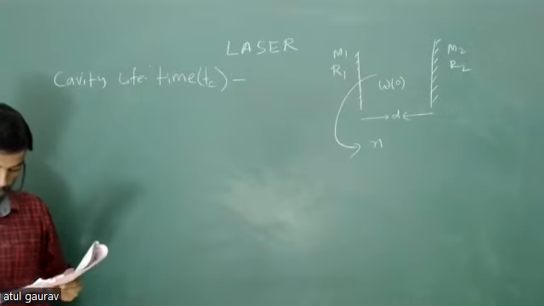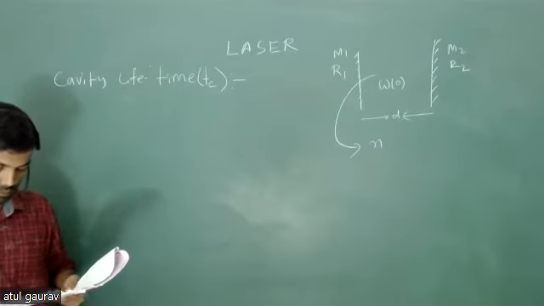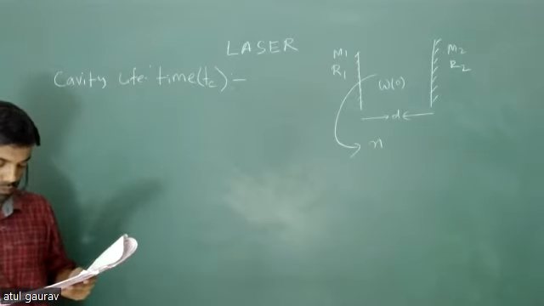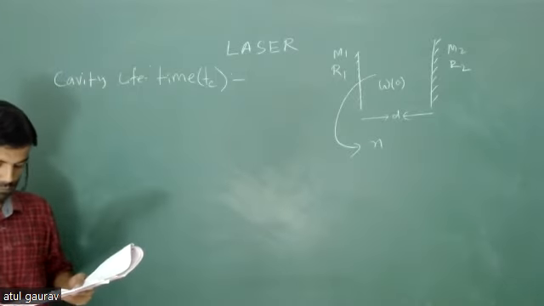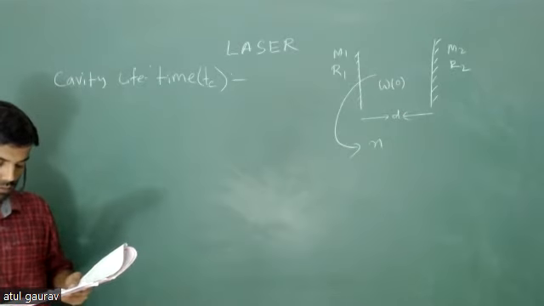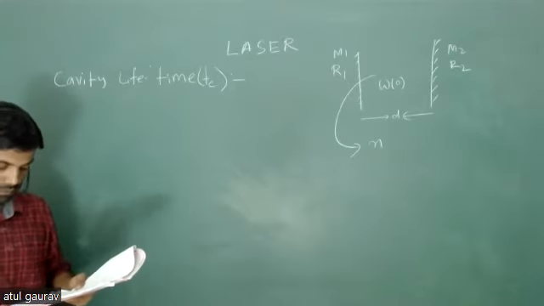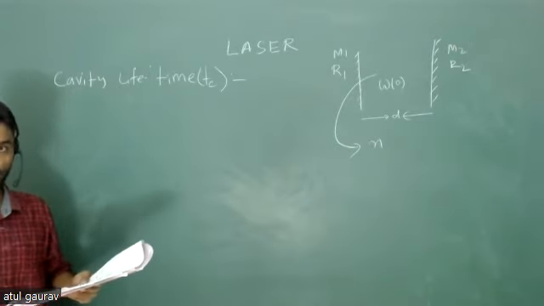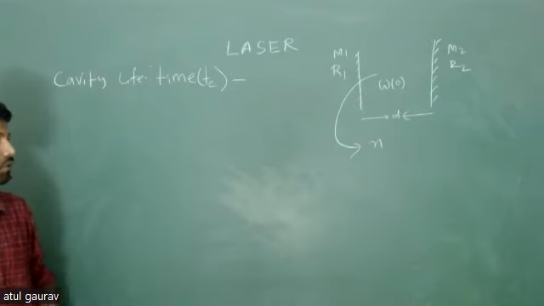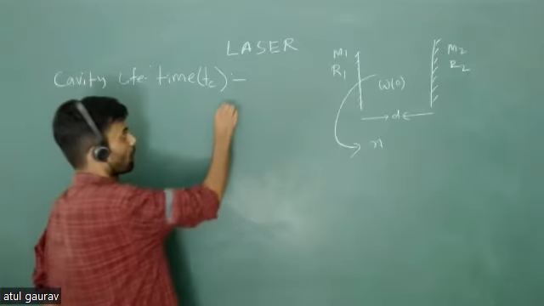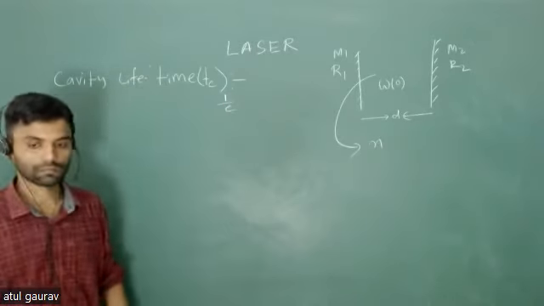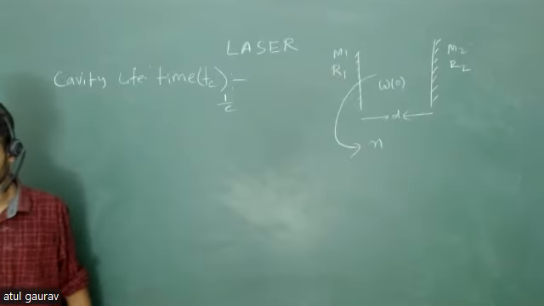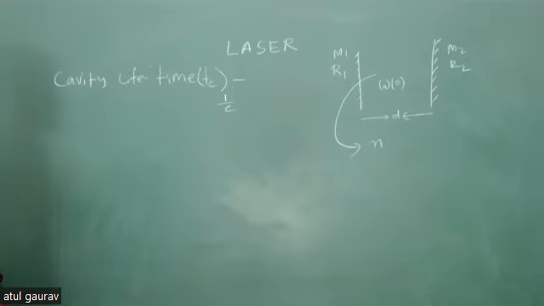So it is a time in which the stored energy inside the cavity decreases by a factor of 1 by e. Decrease by a factor of 1 by e. Okay, so now we'll derive it.